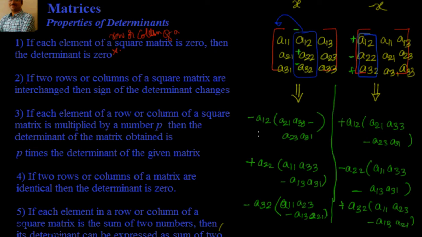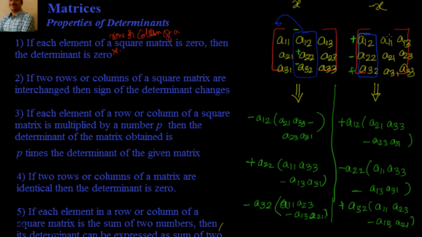Now you can observe the cofactor is the same. Whether you interchange from one row or a column, the cofactor of that element will remain the same. What is the cofactor of A12? Cofactor of A12 is A21 A33 minus A23 A31. This is what I have.